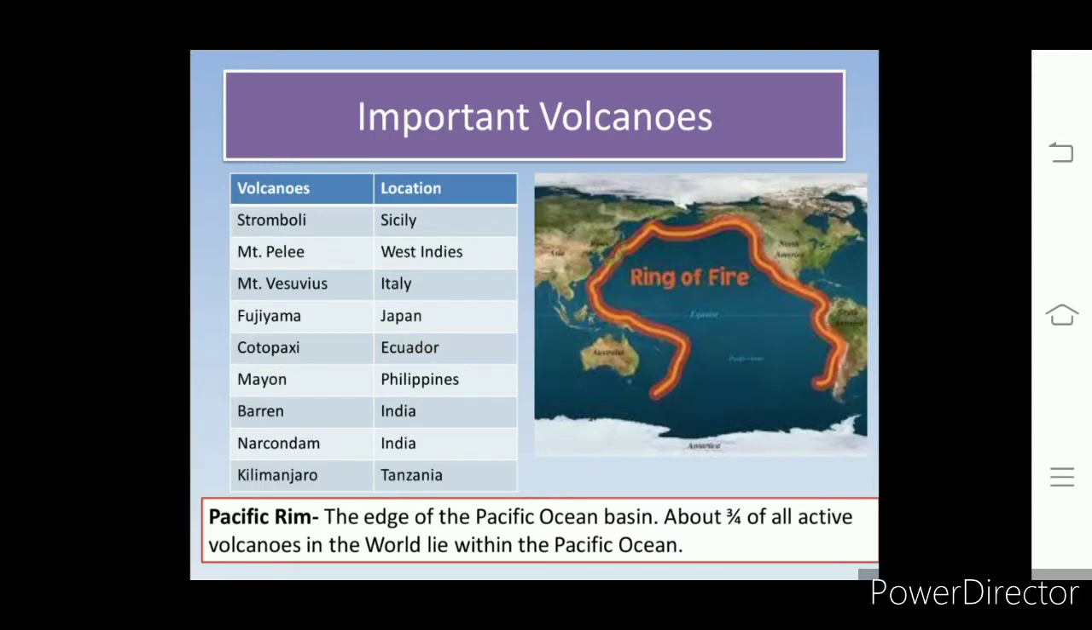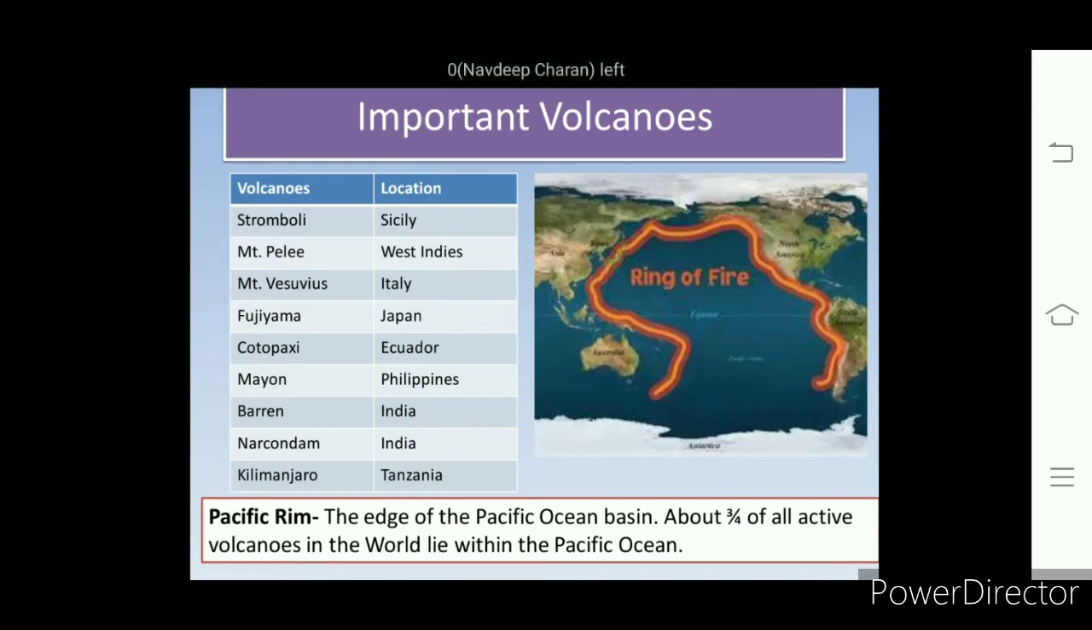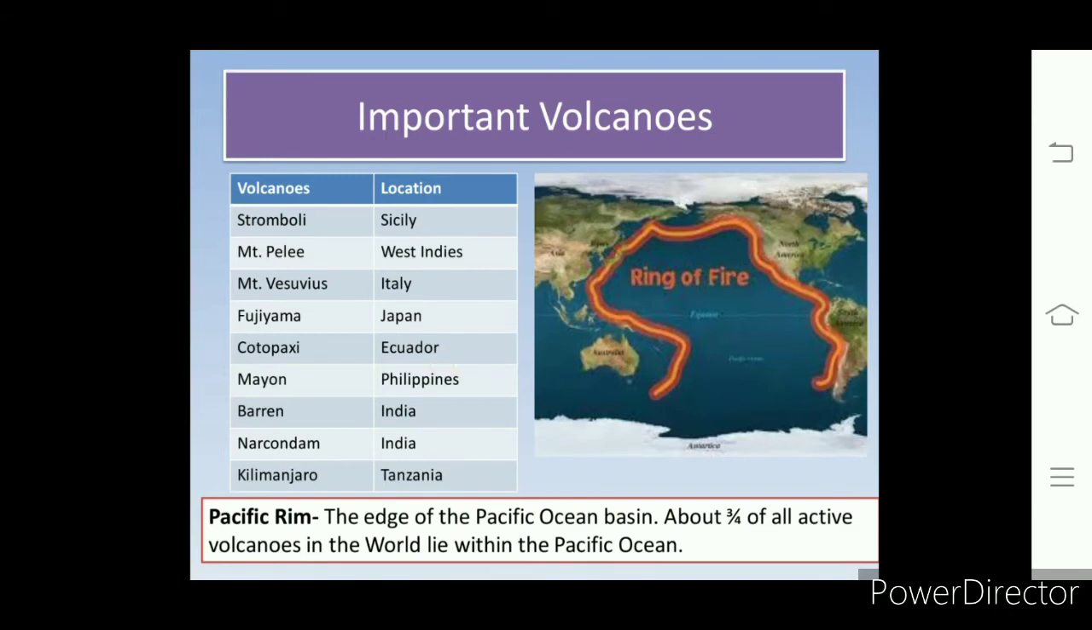And all these volcanoes are at the plate boundaries. Understand? What is meant by plate boundaries? Between one plate and another plate, where a plate touches another plate, that is called a plate boundary. So at the plate boundaries, we find all these important volcanoes.